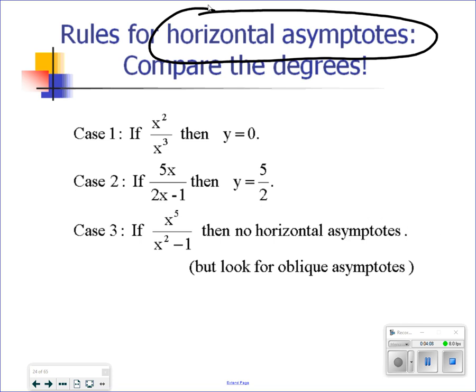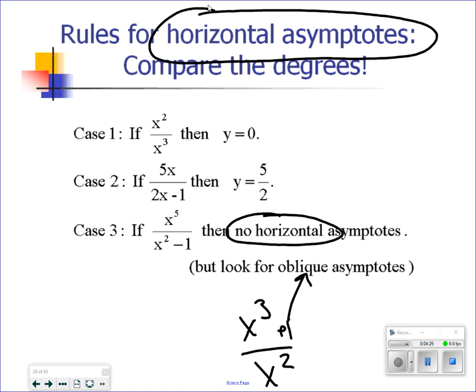What happens if the degree of the top is larger than the bottom? Then there is no horizontal asymptote, but there could be what's known as an oblique asymptote. The oblique asymptote occurs when the degree of the top is exactly 1 larger than the degree of the bottom. So no horizontal could be an oblique. And obviously in this class, we're going to create situations in which the function has a degree on the top 1 larger than the degree on the bottom.